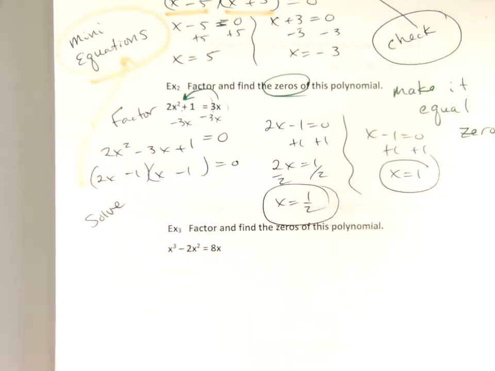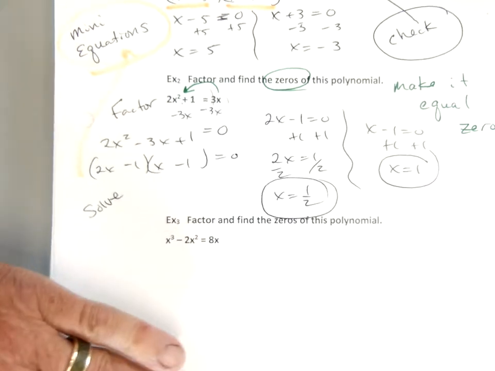And again, I'm not going to check it, but if I were to take 1/2 and plug it into this equation, I'll make it 0. Or take 1 and plug into this equation to make it 0. That's why they're called zeros, right? So we have to factor mini equations. Does that make sense? Okay, example 3.